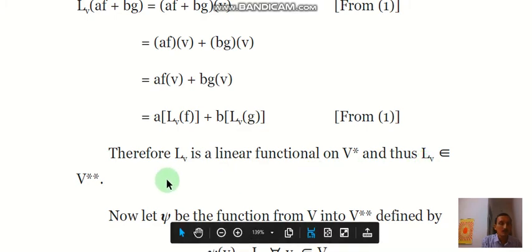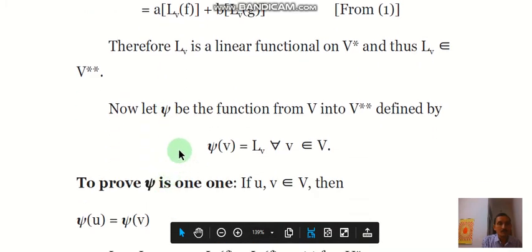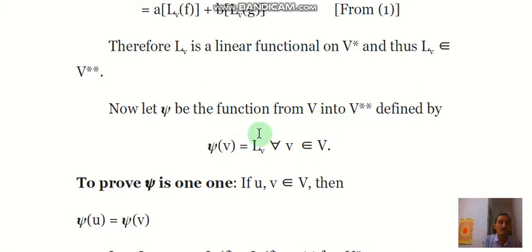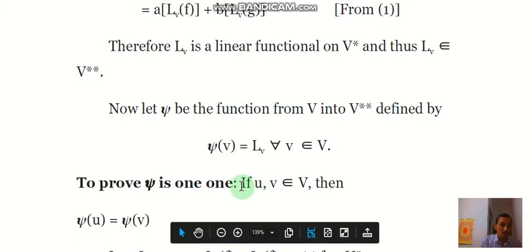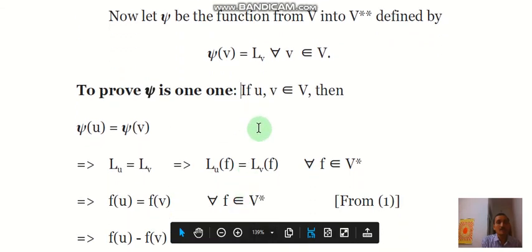Now let psi be the function from V into V** defined by psi(v) equal to L_v for all v belongs to V. Then we will show that this is an isomorphism. For an isomorphism, there are three conditions: one-one, onto, and linearity. So first we prove that psi is one-one.